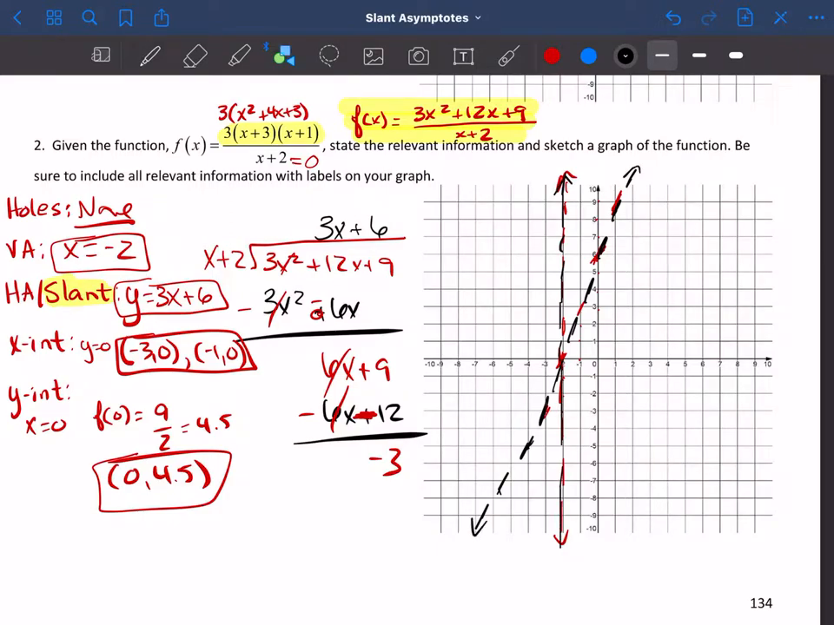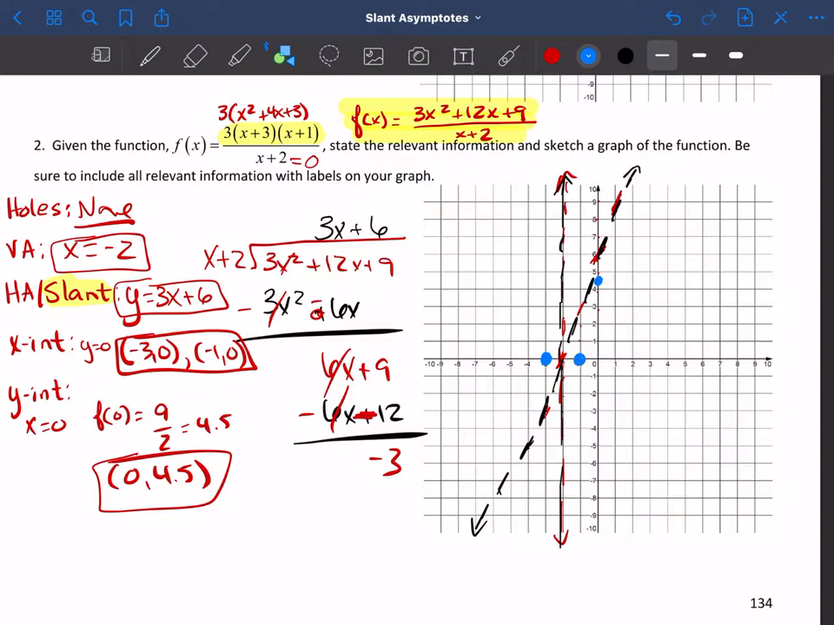We'll use a different color for our points. All right, so at (-3, 0), we have a point. At (-1, 0), we have a point. At 0, we're at 4.5, and I believe that's all we have. All right, so again, you can build yourself a table, or you may use your calculator.